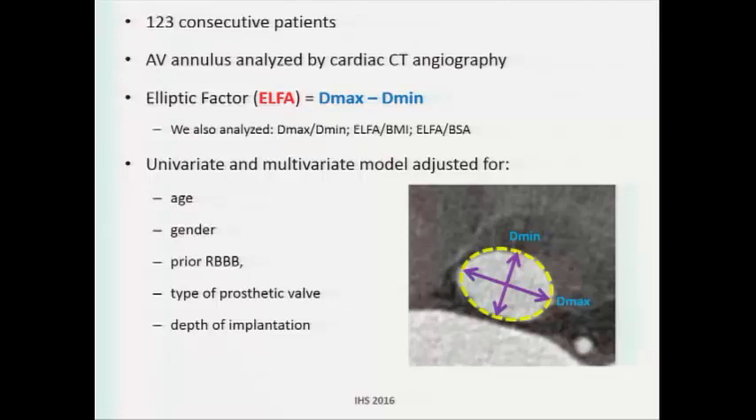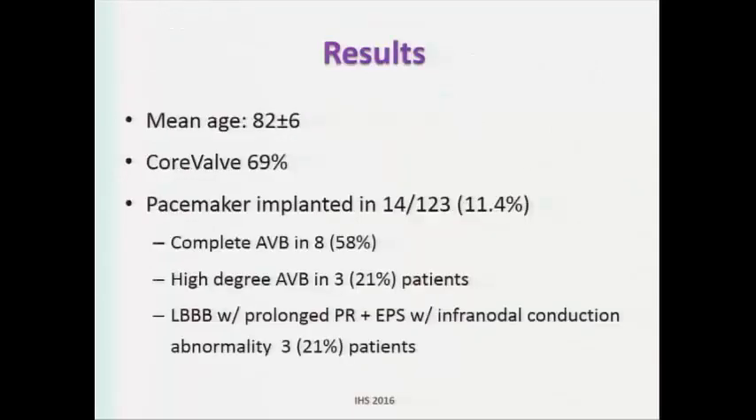We did univariate analysis and a multivariate model adjusted for age, gender, prior right bundle branch block, type of prosthetic valve implanted, and depth of implantation. The mean age in our cohort was 82 years old. Most patients were implanted with the Medtronic CoreValve system. And out of 123 patients, 14 patients required implantation of a pacemaker.